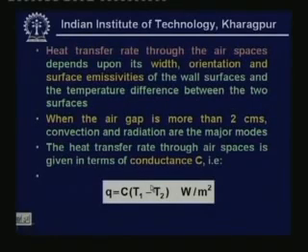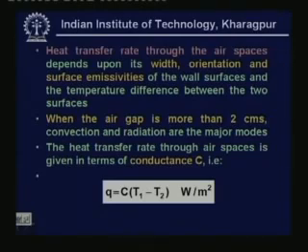Heat transfer rate through the air spaces depends upon its width, orientation and surface emissivities, because radiation is involved, and also the temperature difference between the two surfaces. When the air gap is more than 2 centimeters, it is observed that the conduction heat transfer is negligible, and generally convection and radiation are the major modes by which heat is transferred, when the gap is more than 2 centimeters.